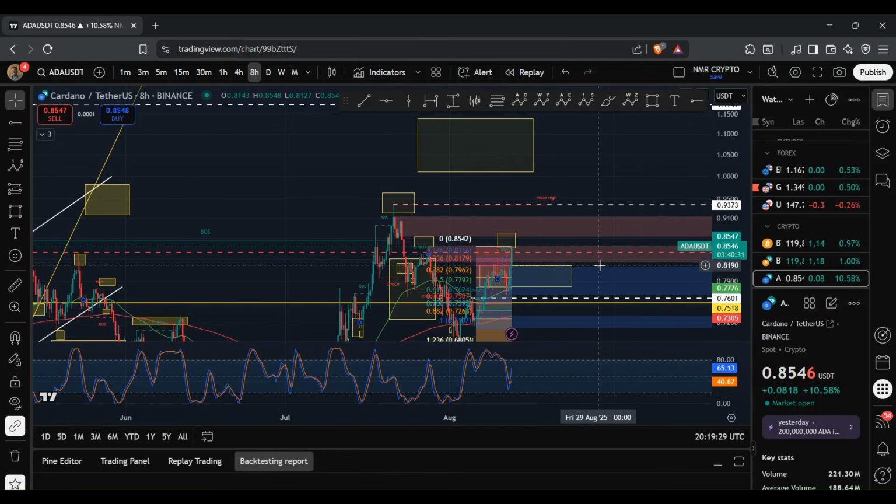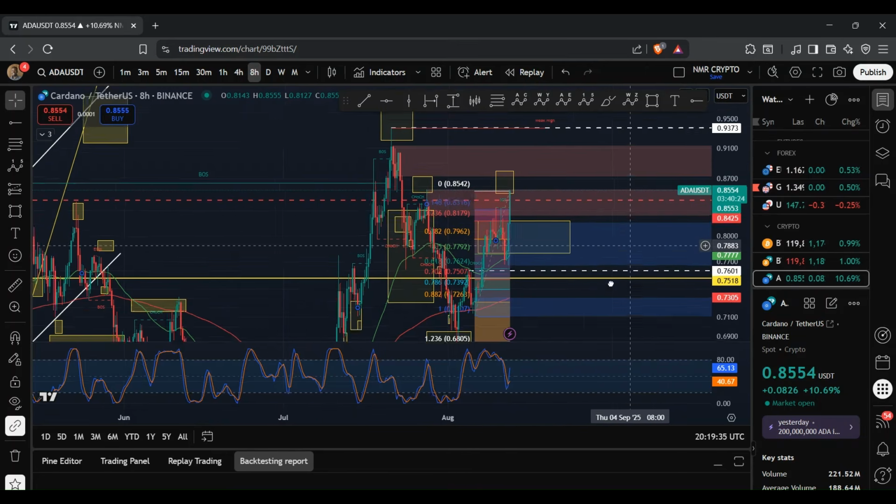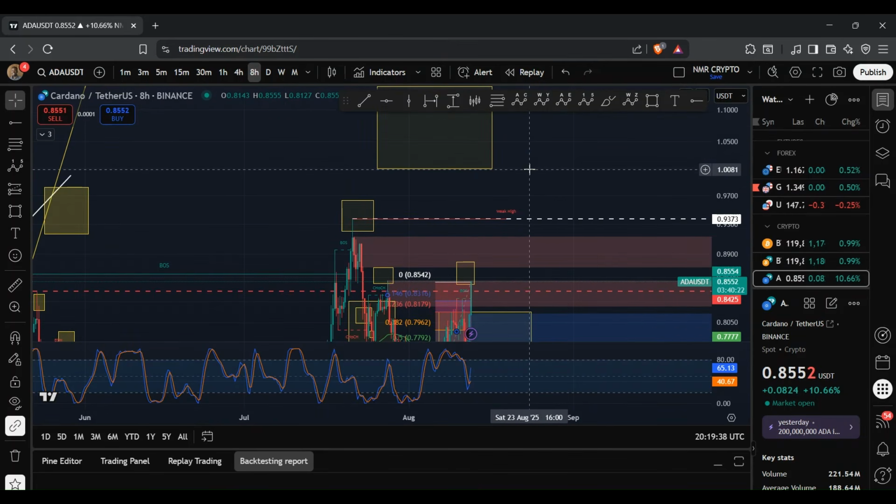And for this 5-wave structure to form, what we need is for ADA to not breach past this level here. And if that structure still remains intact, then it's highly likely that we then tap into this range at some point. But of course, that's something I'm going to be tracking in the days to come, and I'll keep you guys updated.